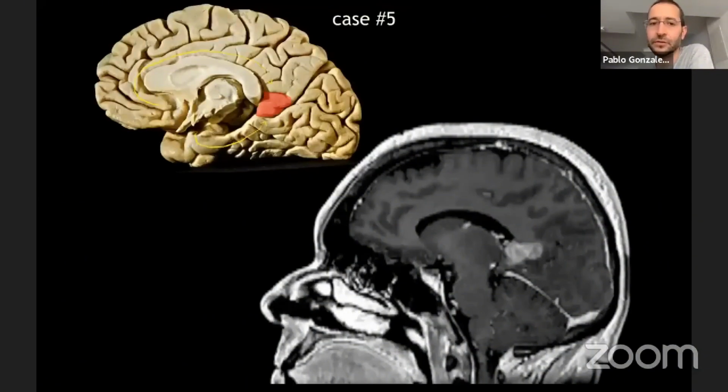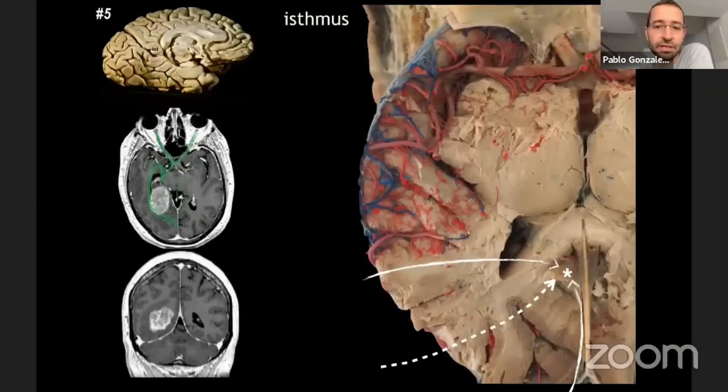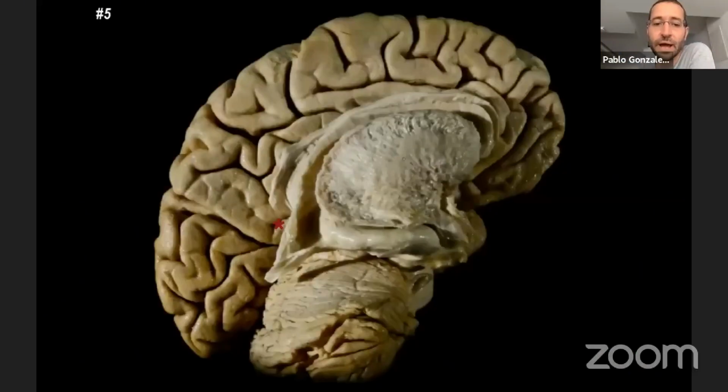And this is the limit for the interhemispheric approach. Everything basal here, we should try to avoid an interhemispheric approach. What can we do to approach the isthmus? We can go transcortical through the temporal lobe, through the occipital lobe. We can go subtemporal, suboccipital, or in some cases we can try to go supracerebellar transtentorial, but in this case, we decided to, again, apply our rule to reach the isthmus from the interhemispheric fissure. Why? Look at this.